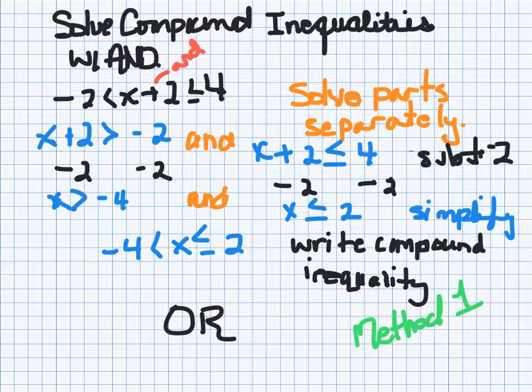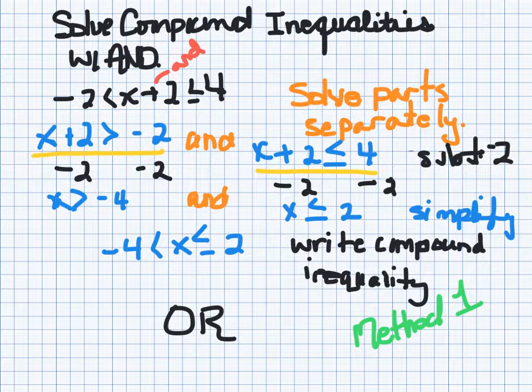So let me get a different color here. I've split up, I have one part there, and I'm going to have one part over here. So the original here, the first thing we're going to do is look at each part separately, and then subtract negative 2 from both sides. The part that we're going to work with is right here.